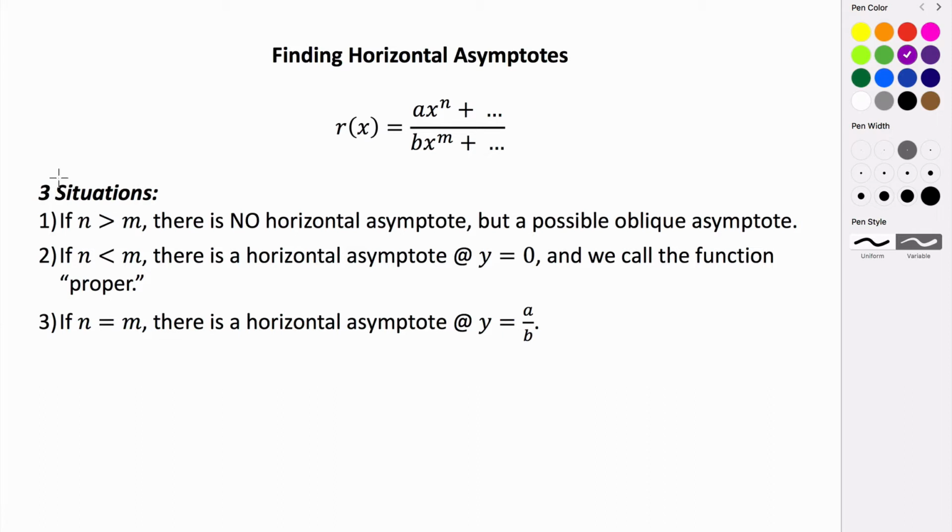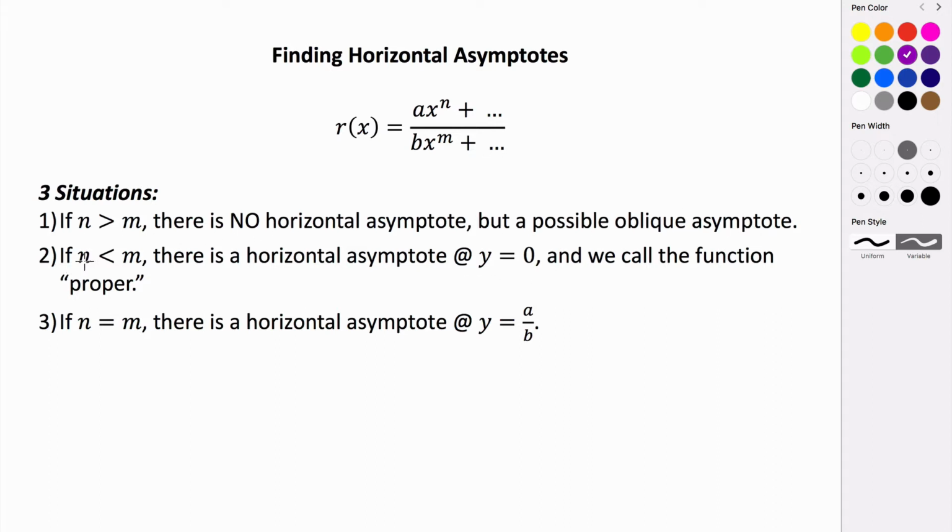There are three situations that can occur when we're trying to find horizontal asymptotes. The first one says that if the degree of our numerator is greater than the degree of our denominator, if n is greater than m, then we will not have any horizontal asymptotes, but we might potentially have something called an oblique asymptote. And oblique asymptotes are something that we will discuss in a future video.